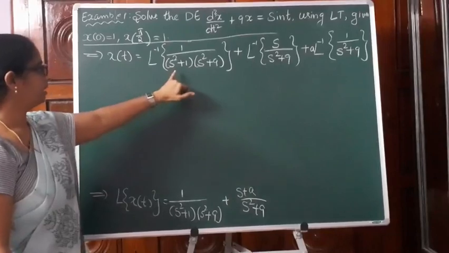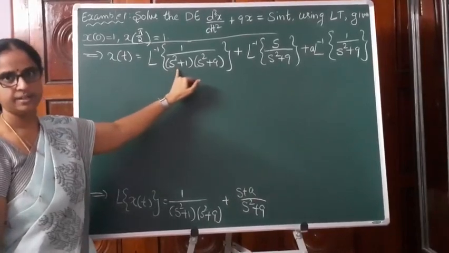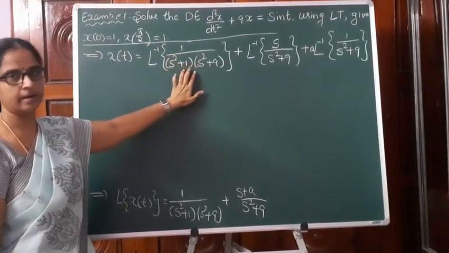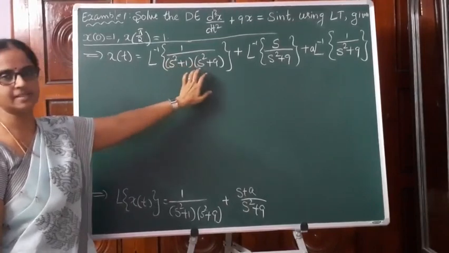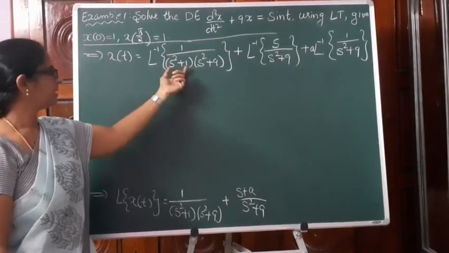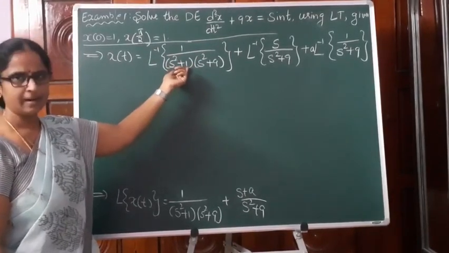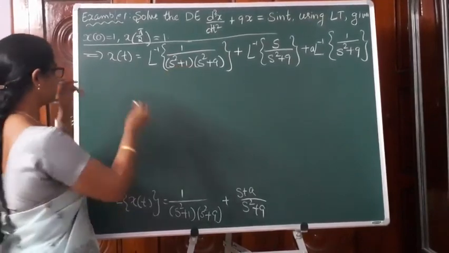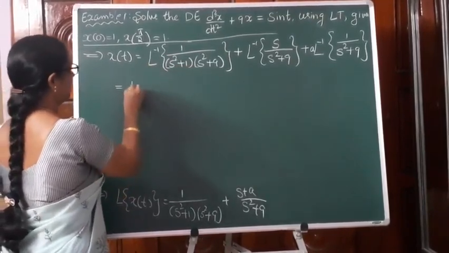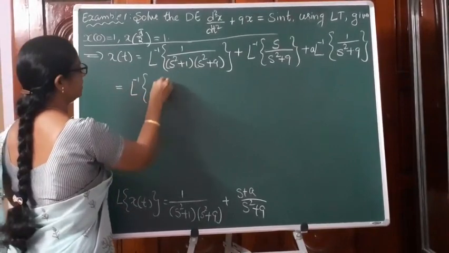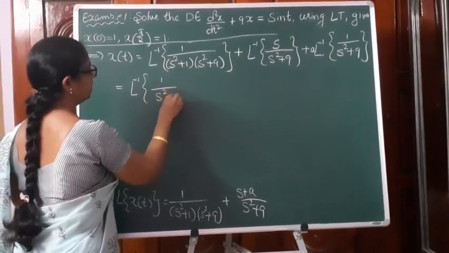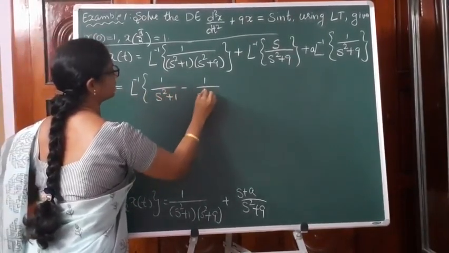Now here we can either find the partial fractions or we can use convolution theorem to evaluate inverse Laplace transform. But finding partial fractions is easy here because no need of evaluating. We can just write it as 1 by s square plus 1 minus 1 by s square plus 9.